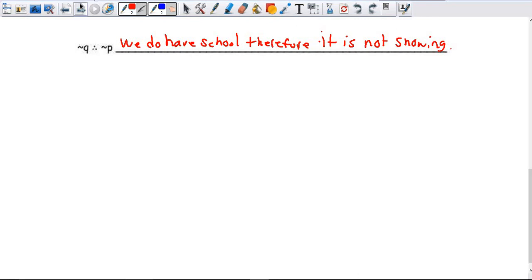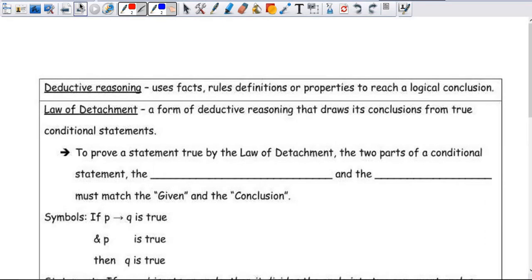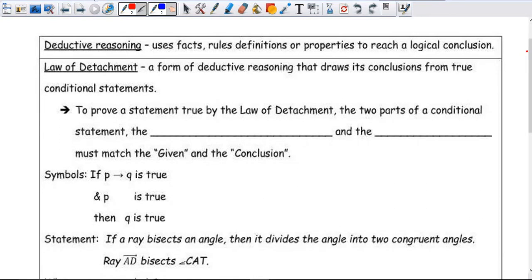Alright. Now, for the next part of this, guys, we're going to talk about the deductive reasoning. That's where we're going to use facts, rules, or definitions or properties to reach a logical conclusion. The first one we're going to talk about is the law of detachment. The easiest way to think of the law of detachment is you're going to take something and you're going to break it apart. All right? So, to prove a statement true by the law of detachment, the 2 parts of the conditional statement, which are the hypothesis and the conclusion, must match the given and the conclusion.